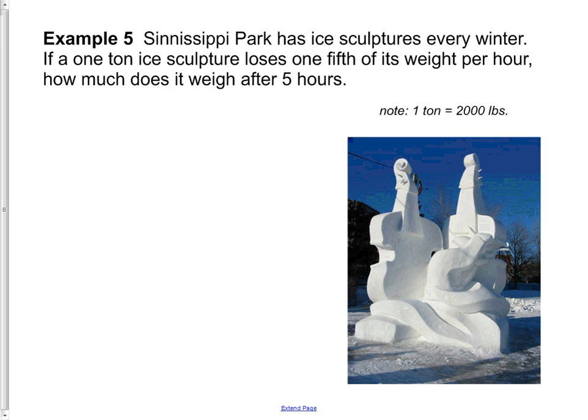Okay. Here's a story problem dealing with geometric sequences. Every year they have a snow sculpting contest down at Sinnissippi Park. Here it says Sinnissippi Park has ice sculptures every winter. If 1 ton of ice, of an ice sculpture, loses 1/5 of its weight per hour, how much does it weigh after 5 hours? So what we want to do is write a sequence for this case. 1 ton is 2,000 pounds. So I start with 2,000 pounds.